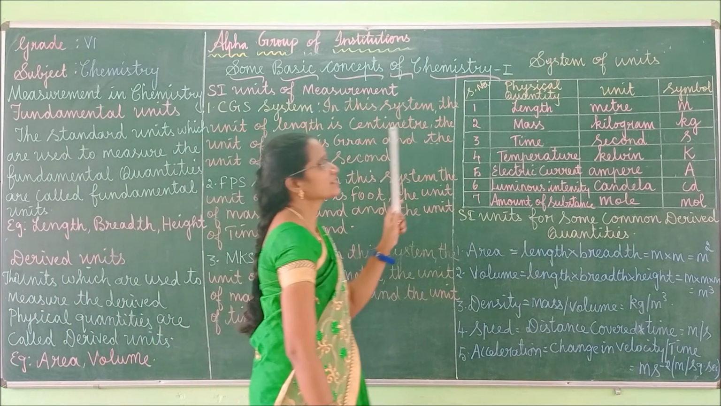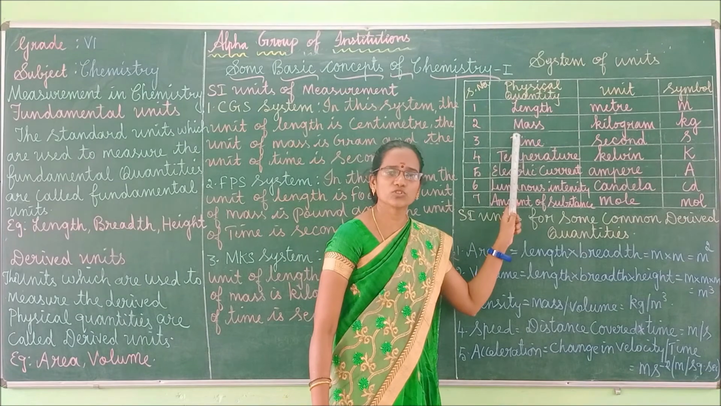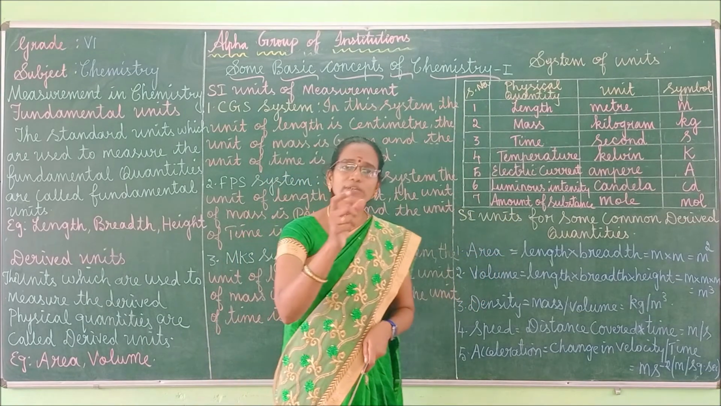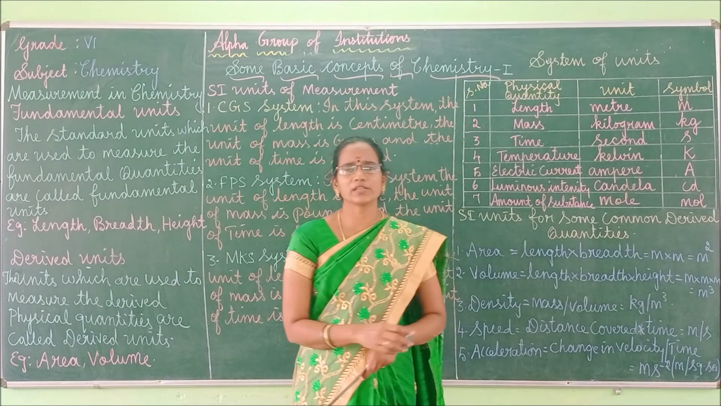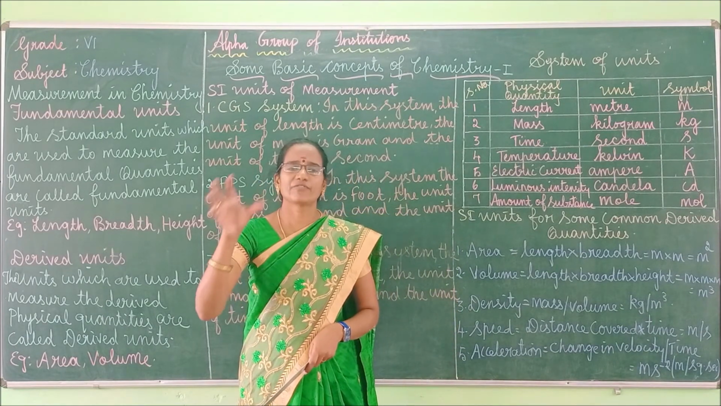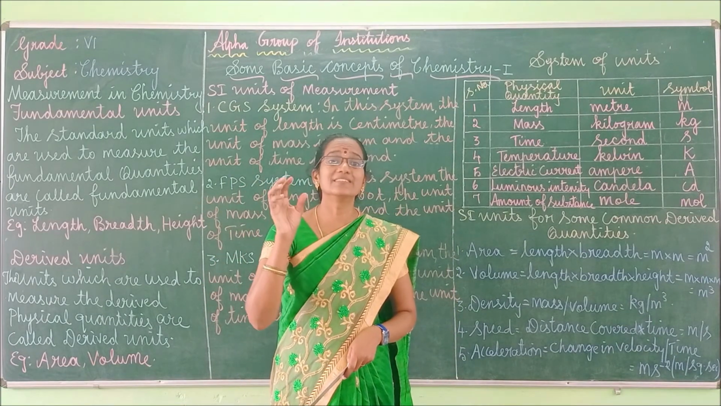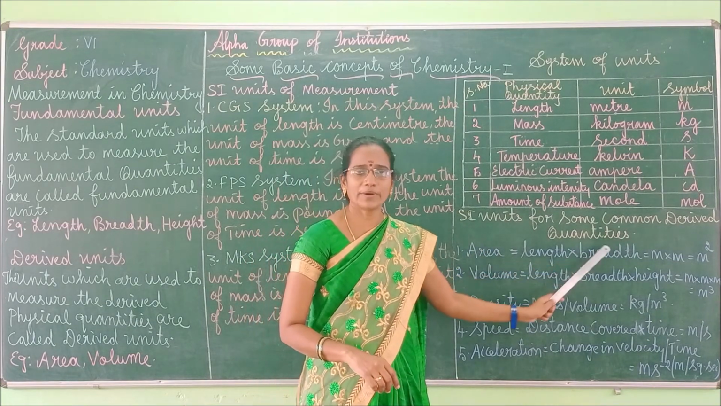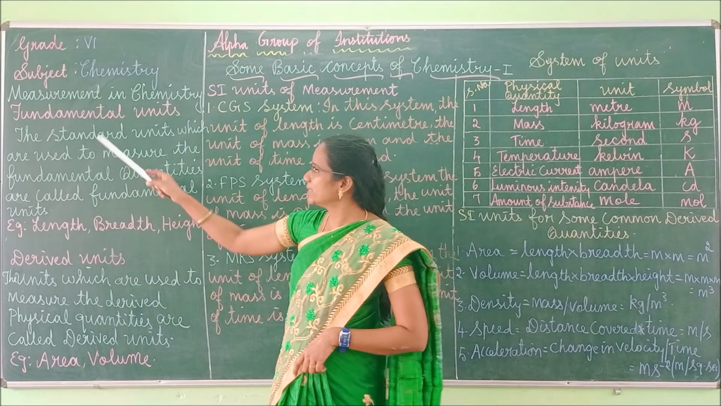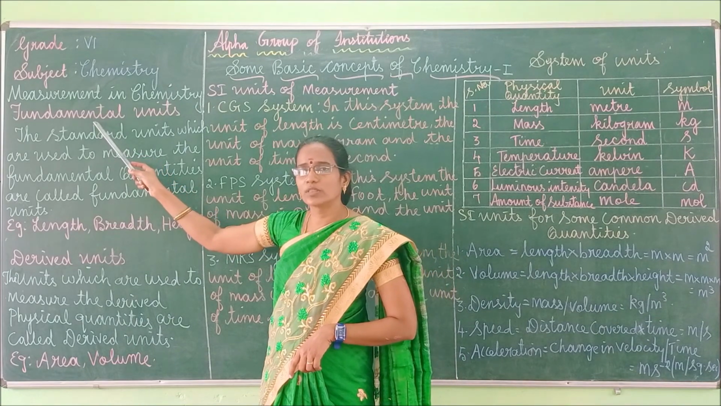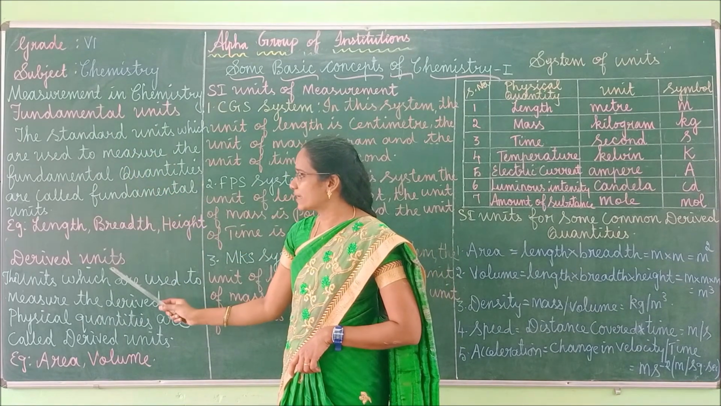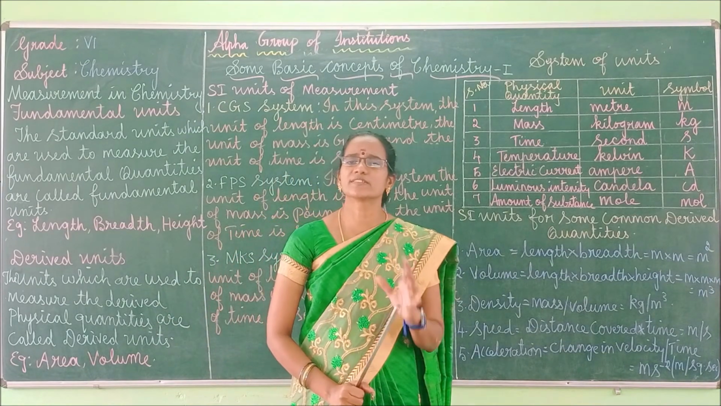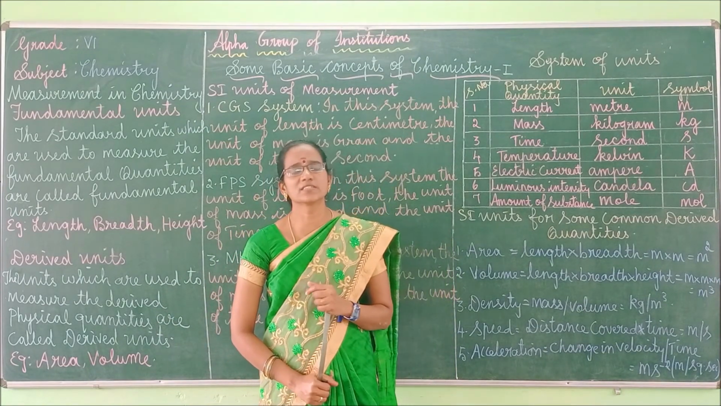Okay. And apart from that, in the system of units, you should know about the fundamental quantities. What are the units for each and every fundamental quantity, and finally you should know about its symbol. Okay. So next, followed by common derived quantities, the basic thing is first you should know about the fundamental units and derived units. Got it, children?